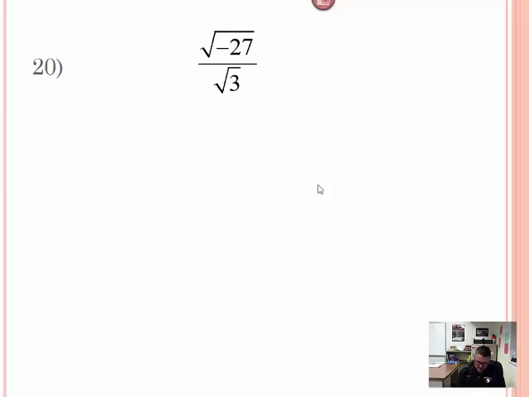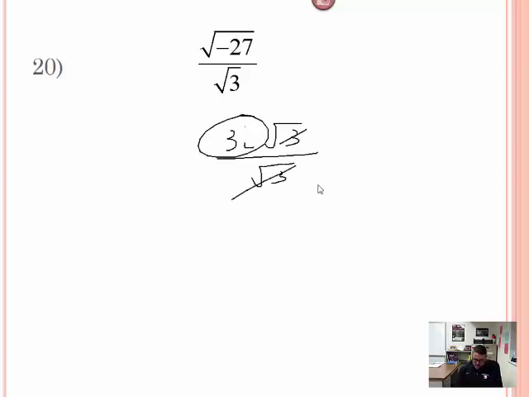Okay, square root of negative 27 over the square root of 3. Let's simplify that square root of negative 27 first. That is what? 3i square root of 3 over square root of 3, and then the denominator square root of 3. So now I can cancel these, and my answer would just be 3i.